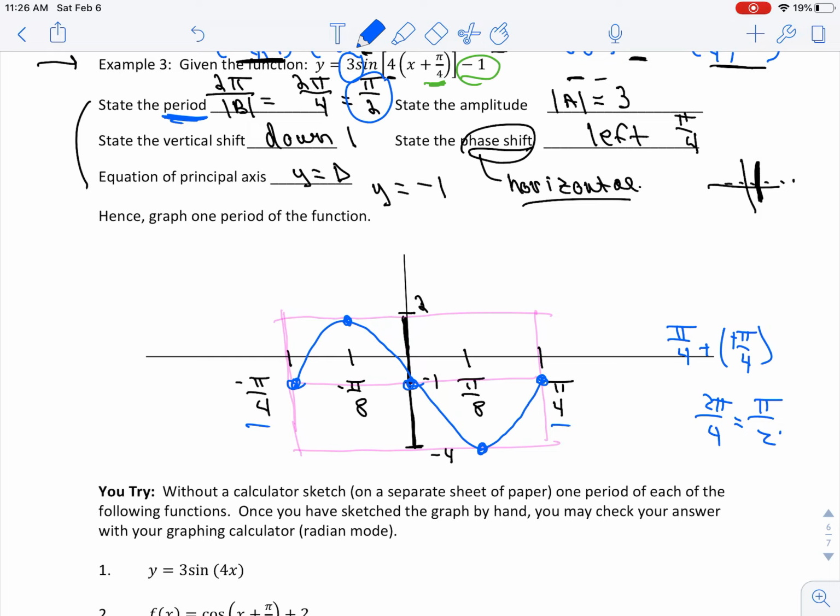The amplitude we said was 3, and if you look at the amplitude as being this distance from the principal axis up here, we've already confirmed that that is a distance of 3. And then going from the principal axis down is also a distance of 3. So that one also works. And we can see that our new principal axis is y equals negative 1. Right here is y equals negative 1. So it's always a good idea to go back and confirm some of those things and make sure that that works.